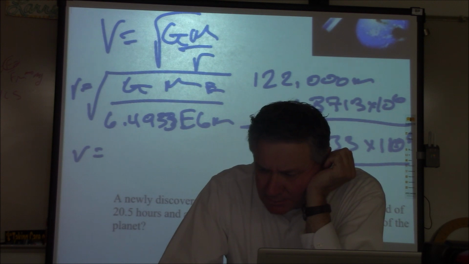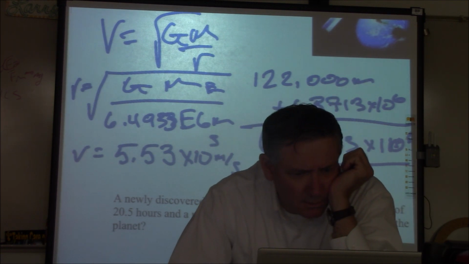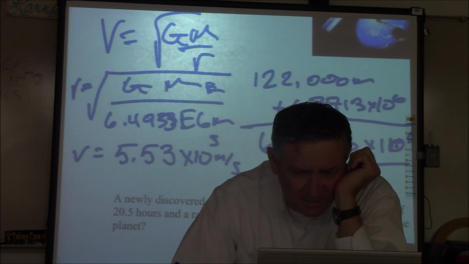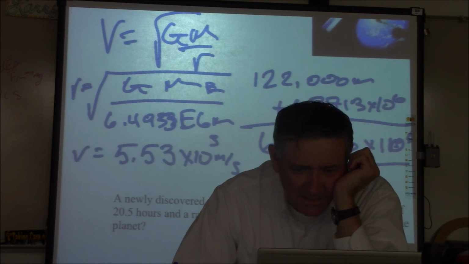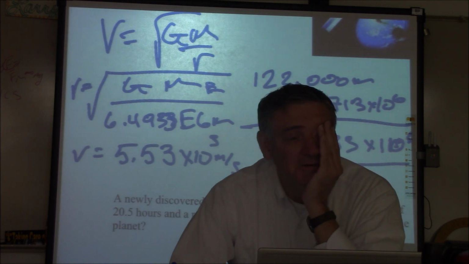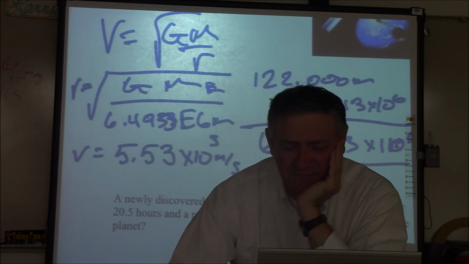5 point what? 5.53? Yeah. Times 10 to the 3rd? Yeah. I don't think that's right. Did anybody else get anything else? It might be that seems small. The exponent's right, but I don't think that first number is right.